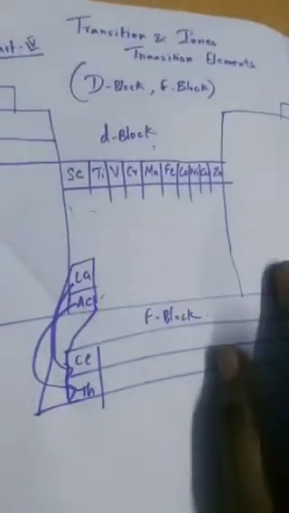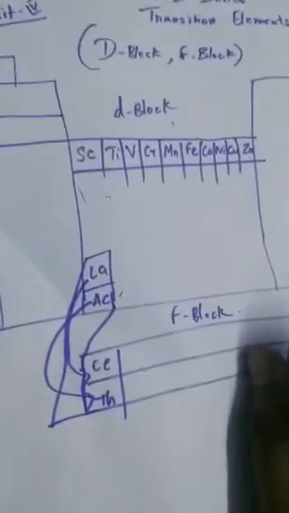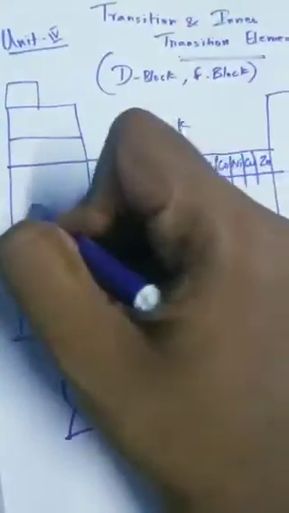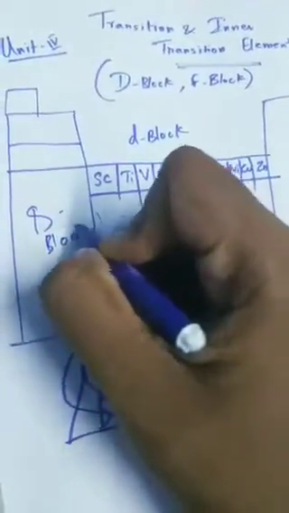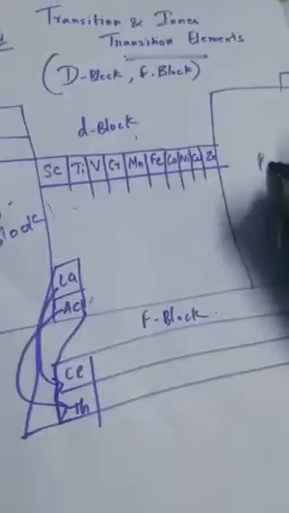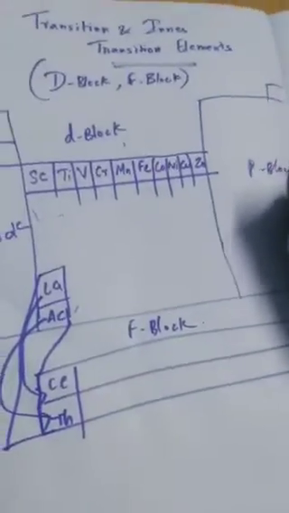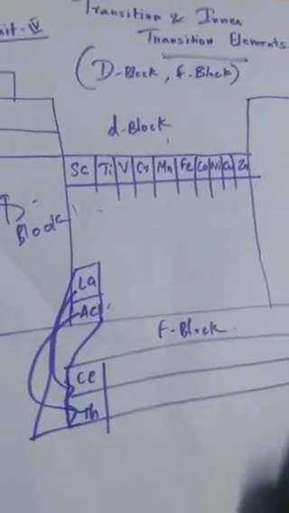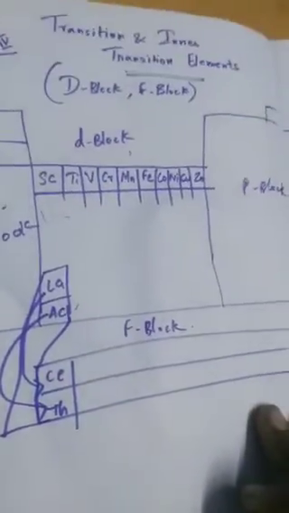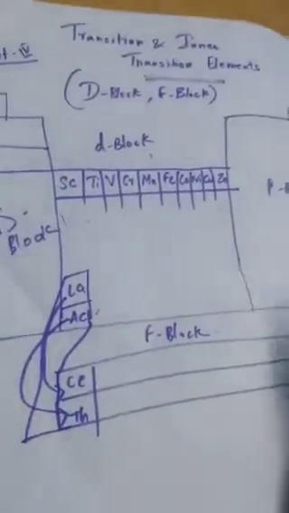Okay, students, welcome back to Unit 4. The unit lesson name is Transition and Inner Transition Elements. That is nothing but D block and F block elements. Here, S block, P block, D block, F block. So we are going to see about both these D block and F block elements.